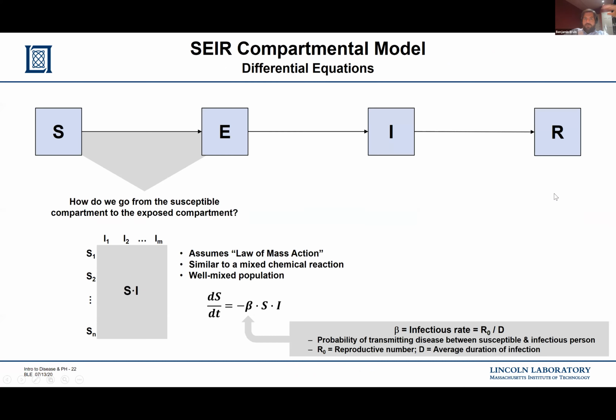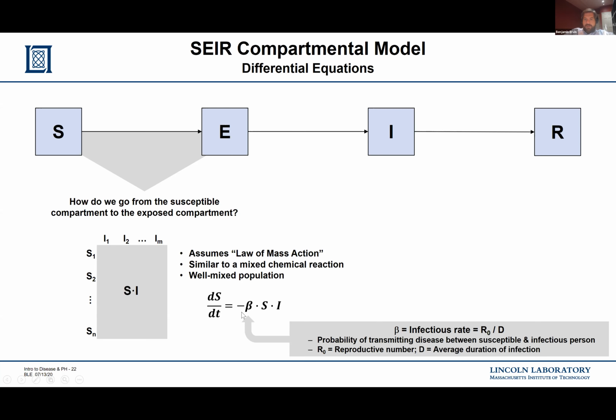So how do we go from susceptible to exposed? The way that they do this generally is they assume that you have a well-mixed population. They actually call it the law of mass action. So it's sort of like you're mixing chemicals together in a reaction. They're assuming everybody goes out to the park and you're mixing and matching, and every infected person, I1, I2 through IM, mixes and matches with every susceptible person, S1, S2 through SN. So the number of interactions are S times I.